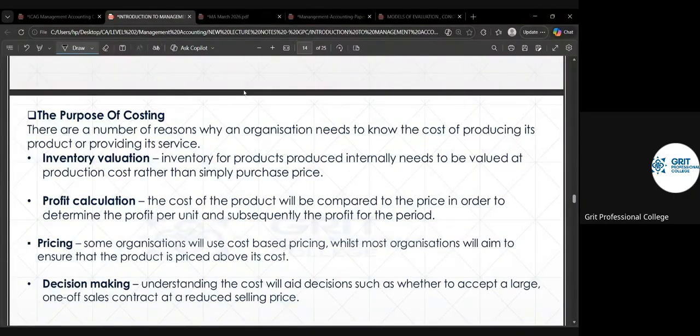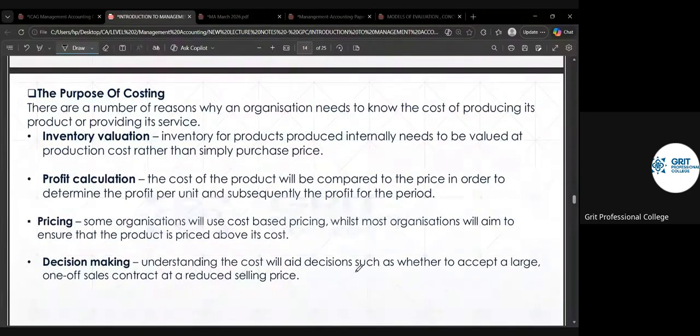Even before we get into it, why is it important to know the cost of a company's product? Why do we need to find the cost of a product? One, knowing the cost of a product you are producing or a service you are rendering helps you when you are valuing your inventory in your financial statement.